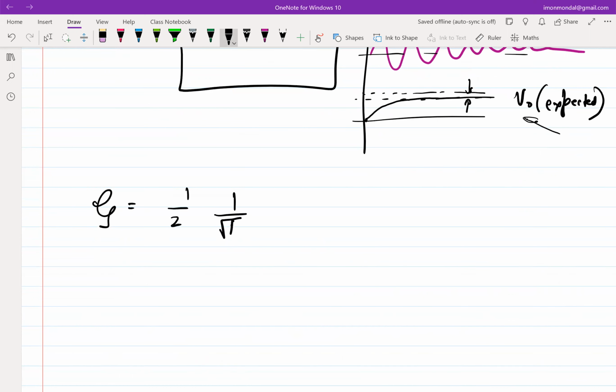So let's assume that P1 and P2 are not close by. Let's assume P2 is much greater than P1. Then what does this expression reduce to? Zeta becomes 1 by 2, 1 by under root A0, under root P2 over P1. So this is effectively under root P2 over 4 A0 P1.